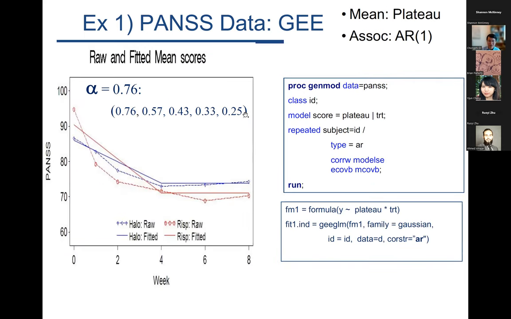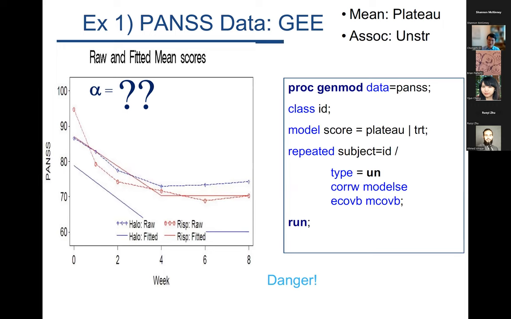Now, some people might say, well, I also know there's another structure called unstructured, which seems to be the most flexible. It does not assume any of those exchangeable or autoregressive structures. So how about we also run that? If your number of visits or repeated measurements is relatively small, say 2, 3, 4, I think it's probably fine to run unstructured. But in this case we have 6 observations within each subject, and you can run into problems. That's exactly what happened for this data set.